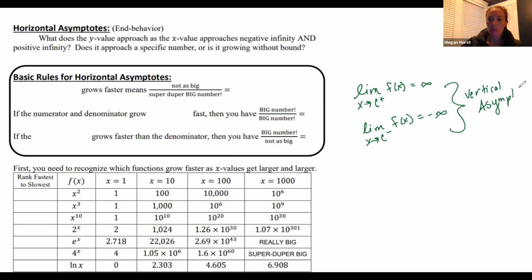So notice in both of these situations, we're approaching some c value. So our f of x function could have been something like 1 over x subtract 3. And we might be looking at what's happening as we approach 3 from the right and what's happening as we approach 3 from the left. And we know from studying rational functions in precalculus that we have a vertical asymptote at 3. From the right, it's going to positive infinity, and from the left, it's going to negative infinity.